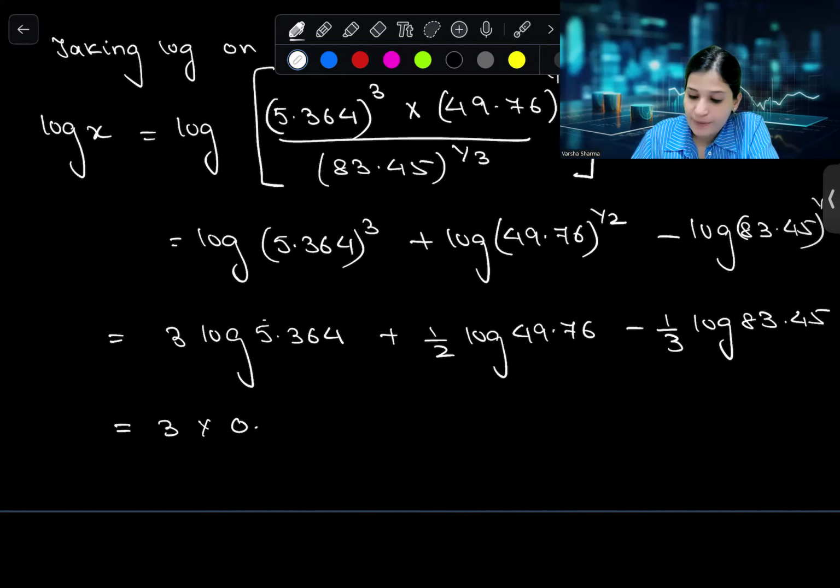Now, from 0.7295 and the fourth position, from 0.7295. Very good. Plus half, 49.76. The characteristic will be 1. Now look in the log table, 49, 7th position and 6th mean difference, add them.